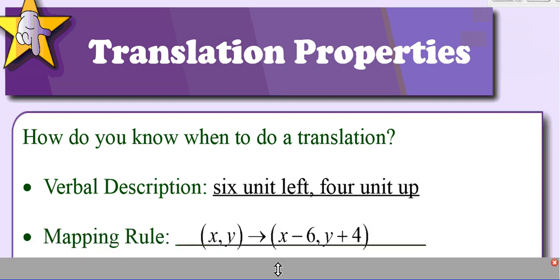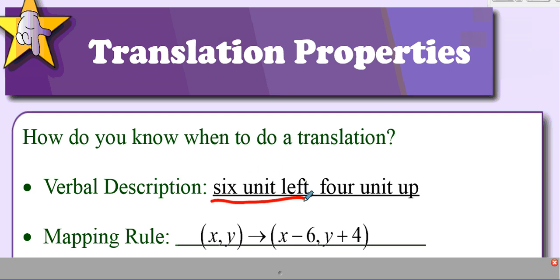The mapping rule looks like this. You got parentheses, X, Y, arrow, which tells you how it's going to move. And this particular one's X minus 6, Y plus 4. That's because this is telling you to move 6 units to the left. X is the variable that tells you left and right.